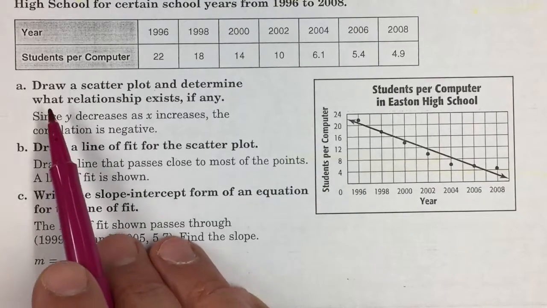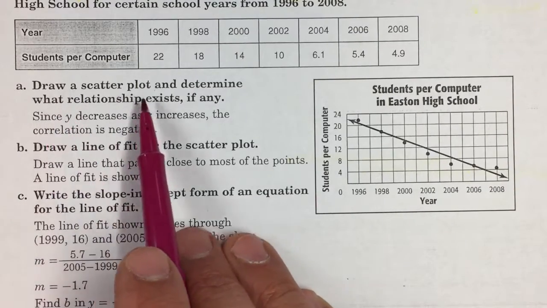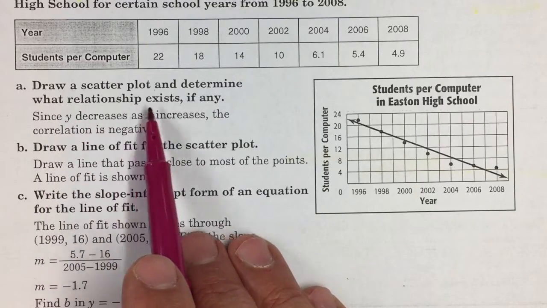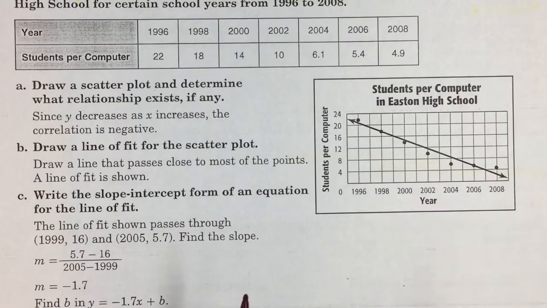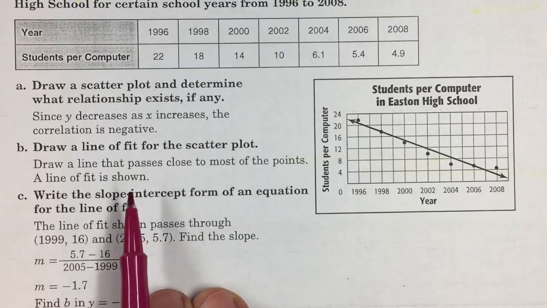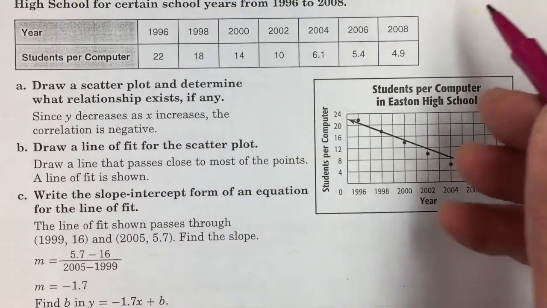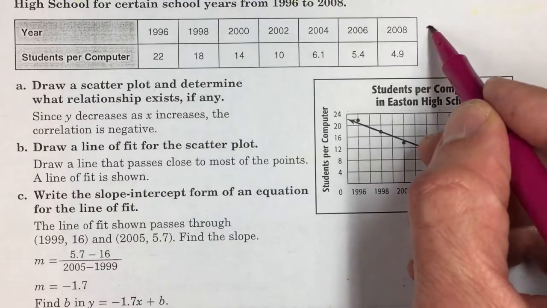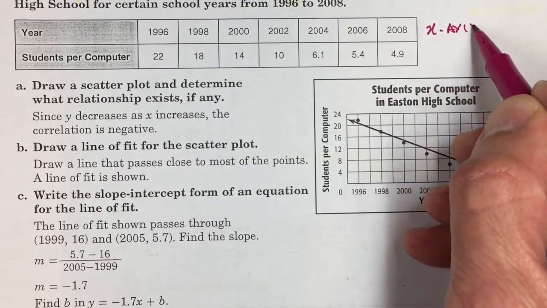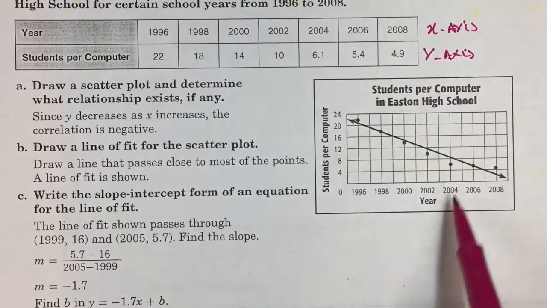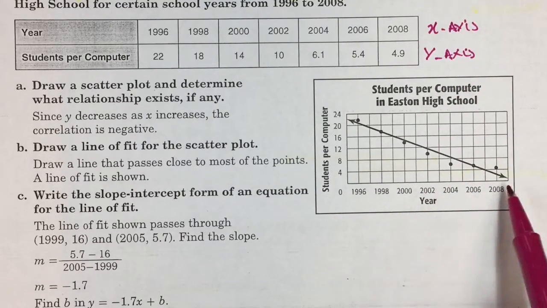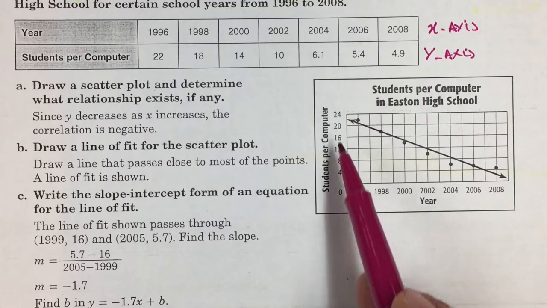So the exercise asks me to draw a scatter plot and determine what relationship exists between the students per computer and the year, if any. So let's see what happens here. When I draw this one, I'm going to put the year on the x-axis and the students per computer on the y-axis, as it is in this graph.